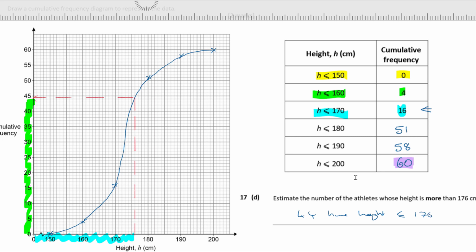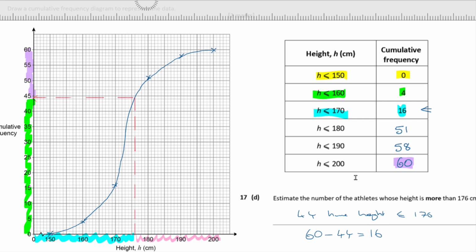So, but we want to flip it around. We want the ones that are more than 176. So what we actually want is all these people up here, the ones who have a height higher than 176, and that corresponds with these people on the graph. Okay, so we get that by taking that 44 away from the total, which is 60. So 60 minus 44 is 16.